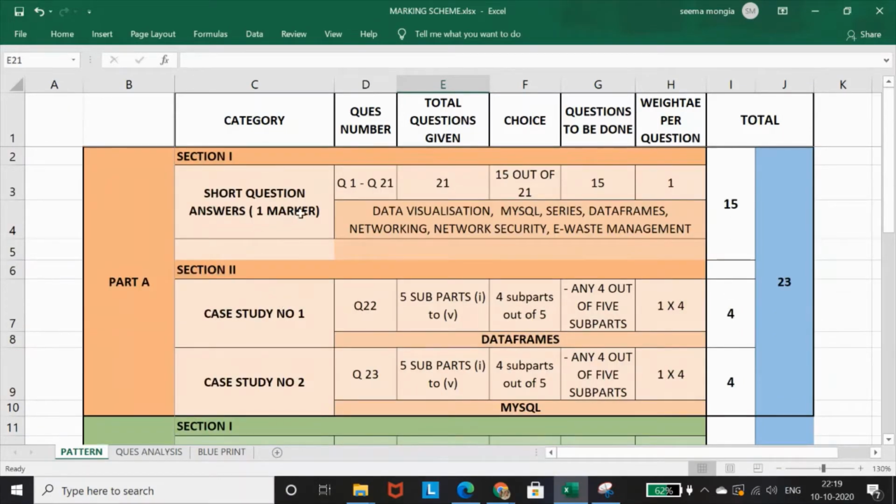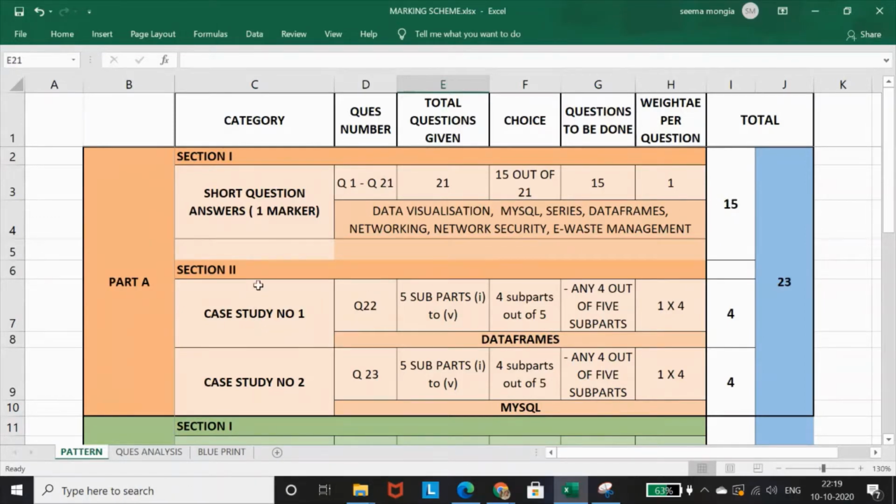Part A, when I talk about section 1, has got a choice. There will be 21 questions, question number 1 to question number 21, out of which you are expected to do only 15 questions. That means there is a choice of 6 questions with you. Out of 21, you will attempt only 15. Each question will be of 1 mark, so that means it comes out to 15 marks.